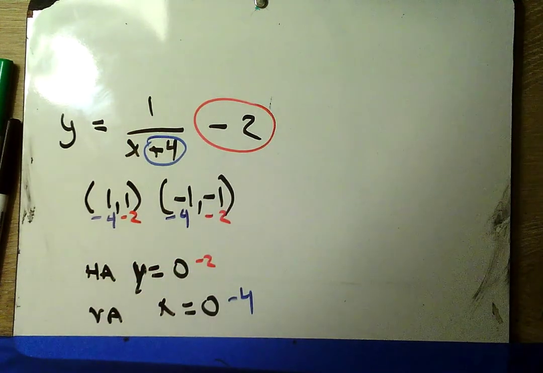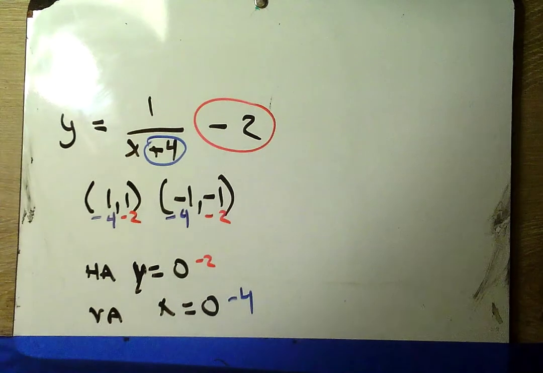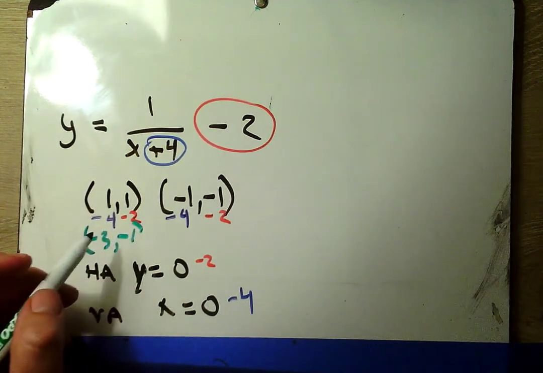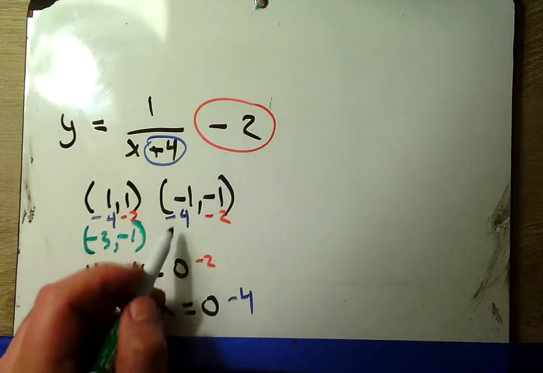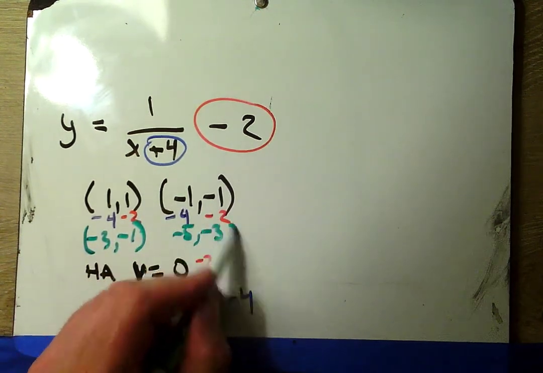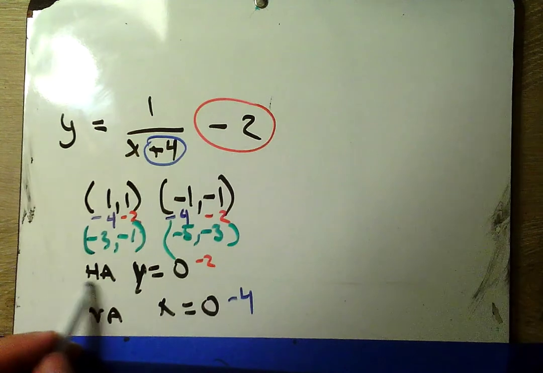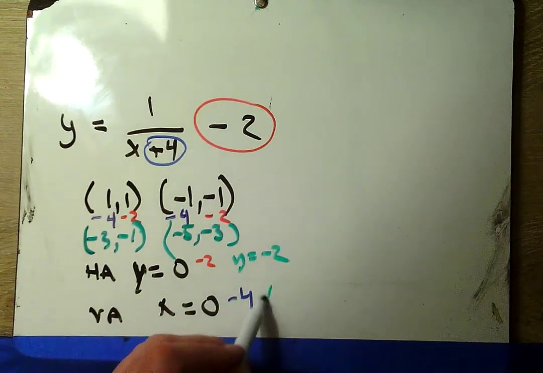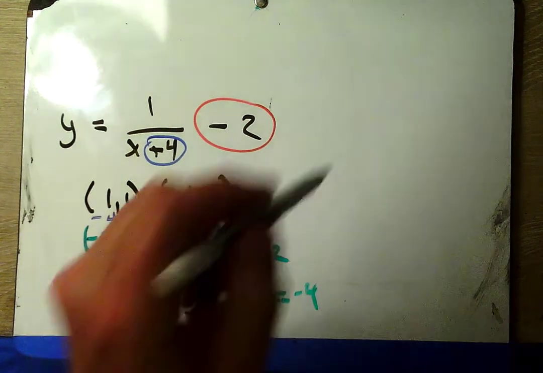So what do I have now? Well, now I've got this ordered pair, -3, -1, and here, -5, -3. My horizontal asymptote is at y equals -2, and my vertical asymptote is at x equals -4.